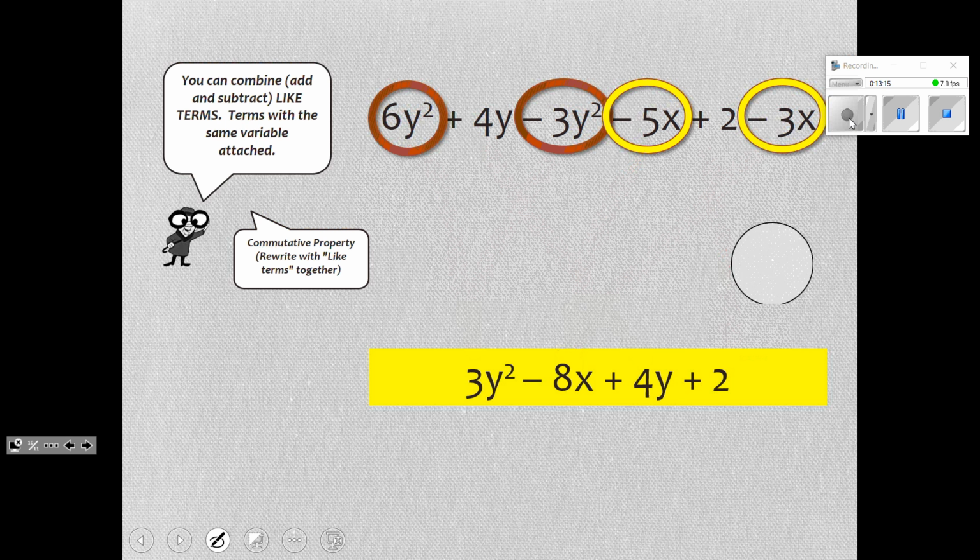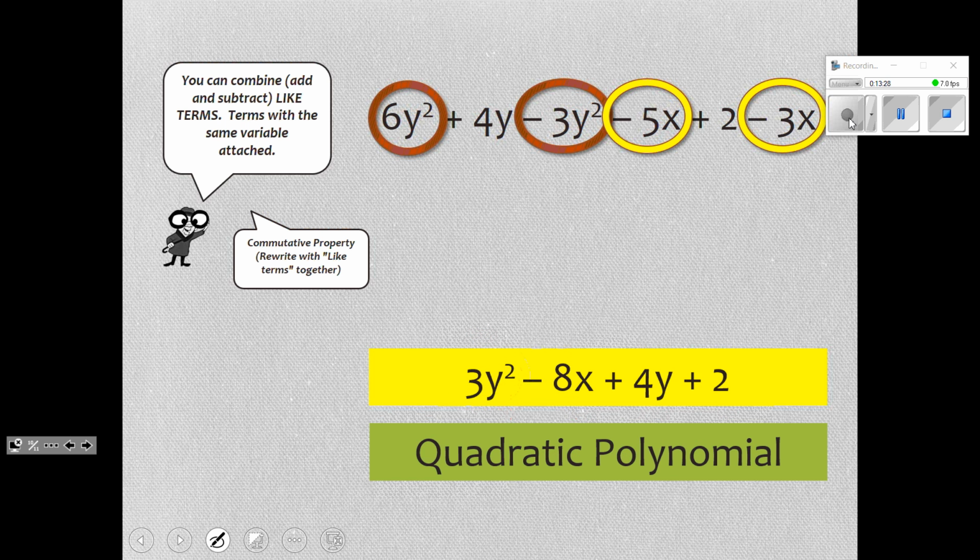Now that we have it simplified, we can name it based on its degree and number of terms. The highest degree is 2, so it's quadratic. It has 4 terms, so we classify it as a quadratic polynomial.